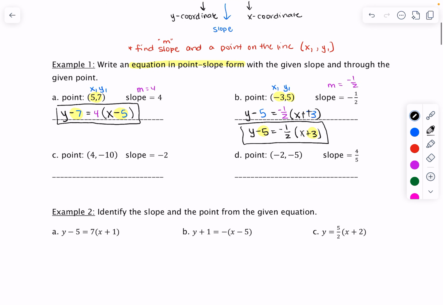So with that knowledge in mind, we'll make a note of that here, that the signs of the point switch when writing the equation.